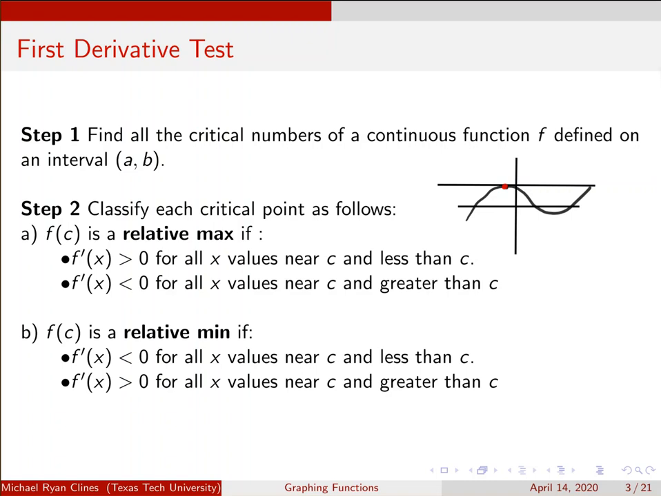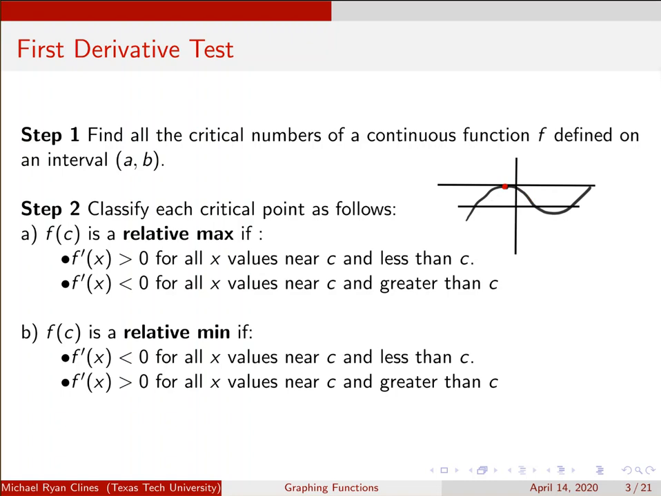But how is that? Let's look at this first condition, that the derivative is positive for all x values near c. In other words, the function is increasing for all values near c but less than c. So for these values right here, notice how this function is increasing. As we get to that point, it's going up, it's going up, and then it stops. And then the second condition comes in. The function is decreasing, or going down, for all x values near c and greater than c.